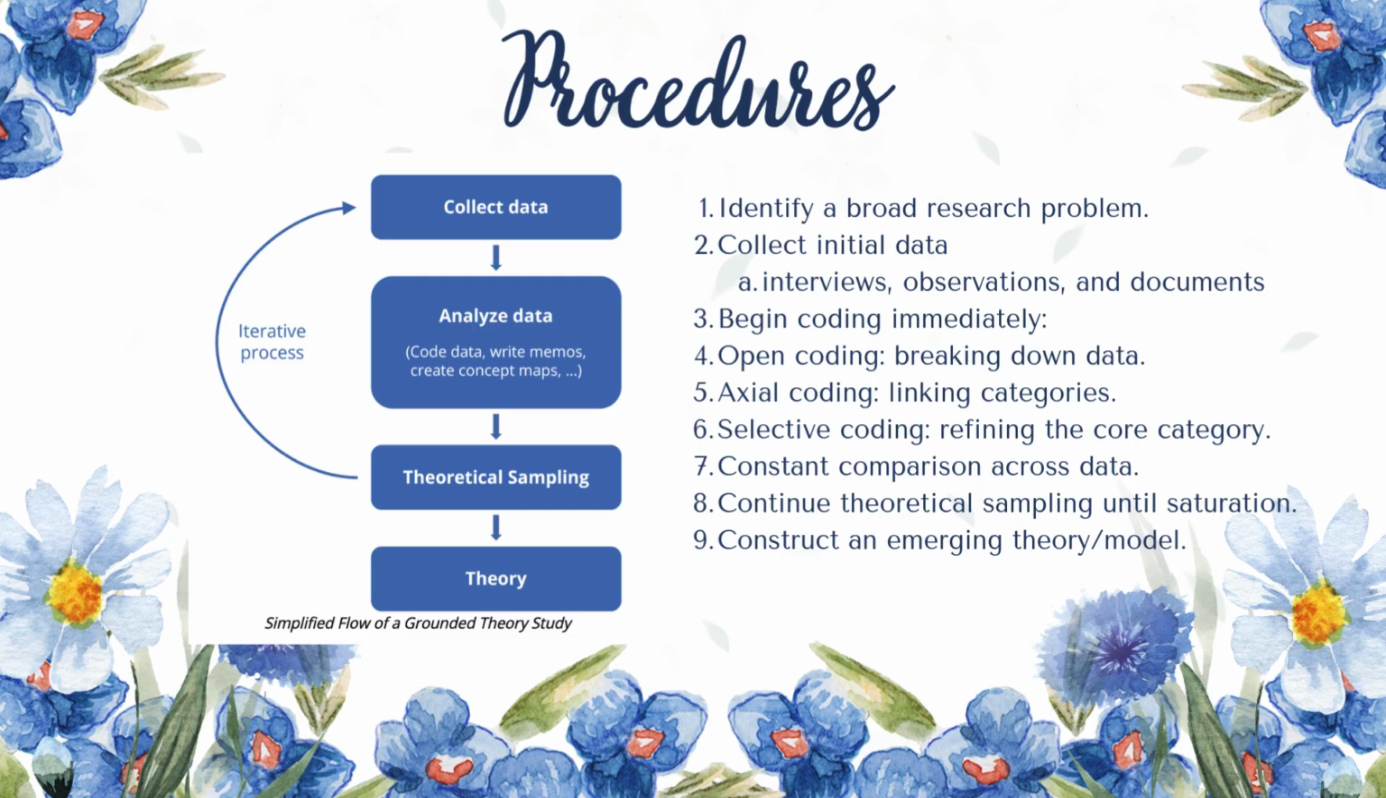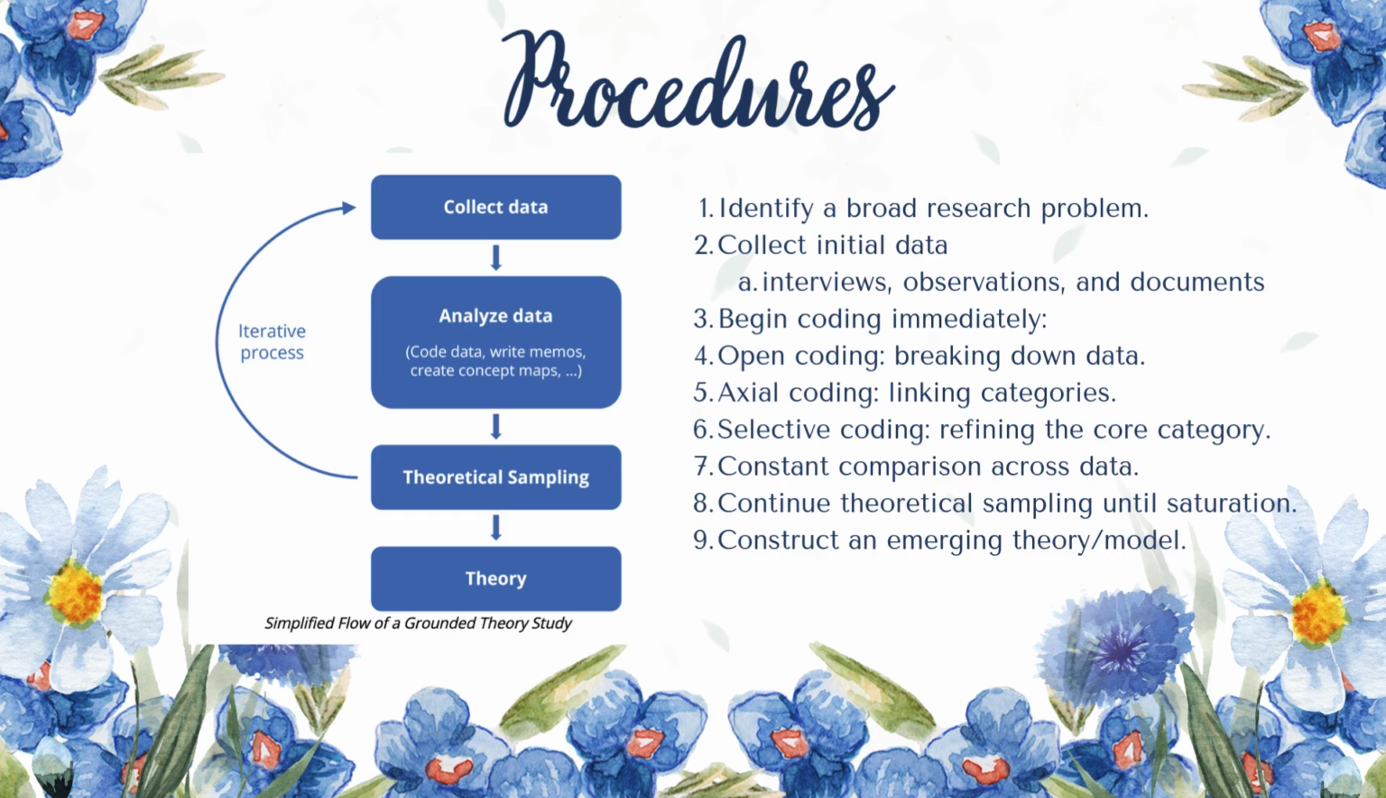Now, the grounded theory process is iterative and it goes in cycles. So, we're going to identify a general problem area, and that's going to lead us to start collecting initial data, often through interviews or observations. And then we're going to begin coding immediately. Open coding breaks down data into concepts, or you could do axial coding, which is linking categories together, or you could do selective coding, which is refining a central or core category. You can do all of these in this section.